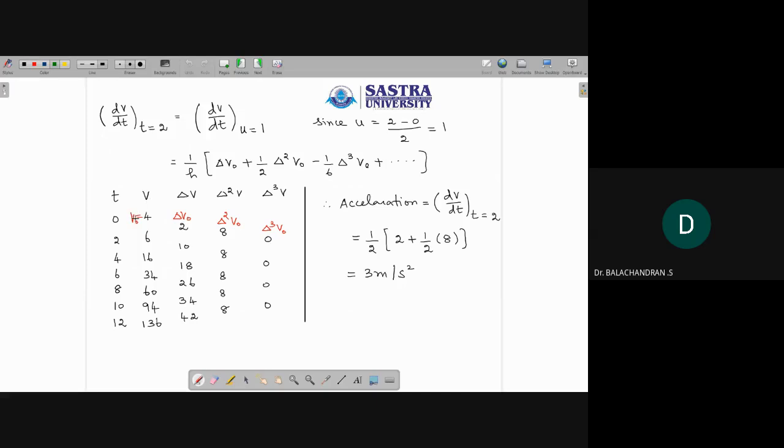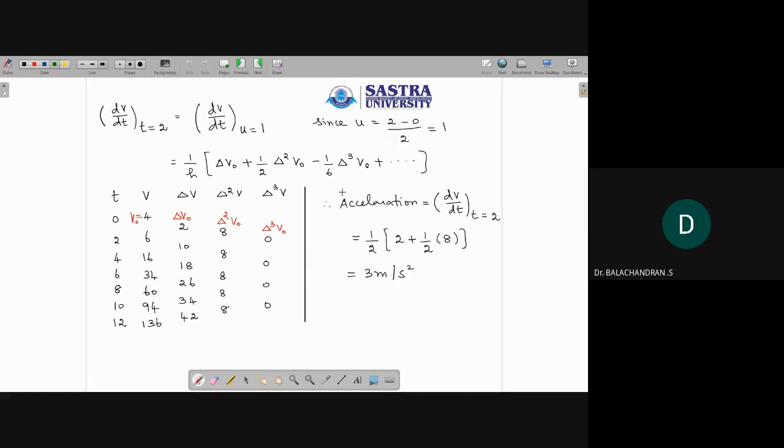Okay, and then we need that table also, because we need to find delta v naught, delta square v naught, and delta cube v naught. So we know the t values and v values, that is given in the question. So you know how to form the table. Delta v: 6 minus 4 is 2, 16 minus 6 is 10, 34 minus 16 is 8. So similarly, you can find delta square v naught. 10 minus 2 is 8. If you do it, everything 8 means here everything is 0.